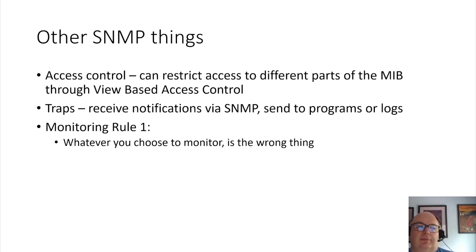So a couple other bits of SNMP I'm going to touch on quick. Access control, there's this thing called VACM, view-based access control. It's just a normal access control list. It has a weird language because SNMP. There are traps, which are kind of like logs, except they're very specific and very highly configurable. And when you're working with SNMP, I'd encourage you to remember that whatever you choose to monitor will not be the right choice.